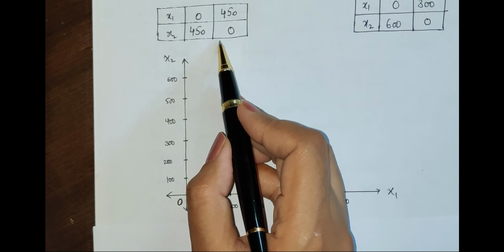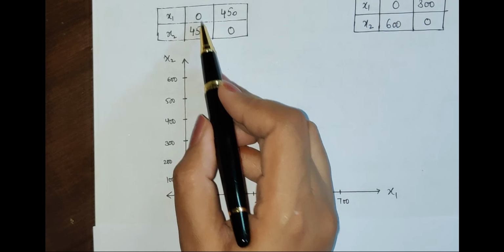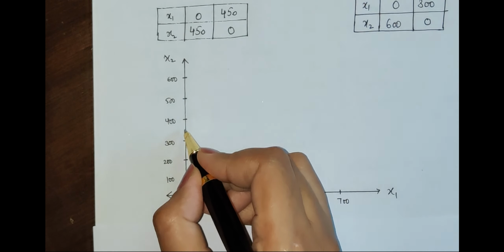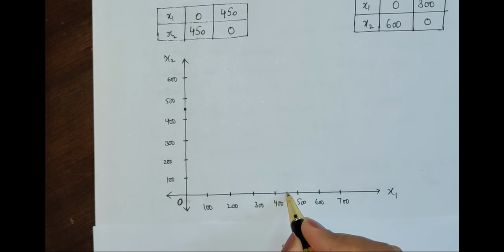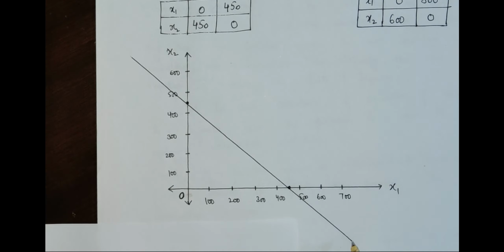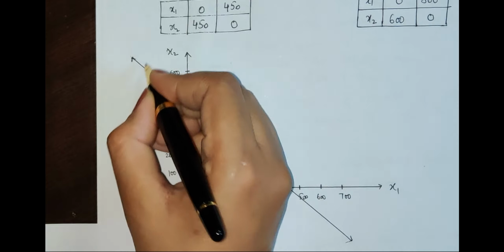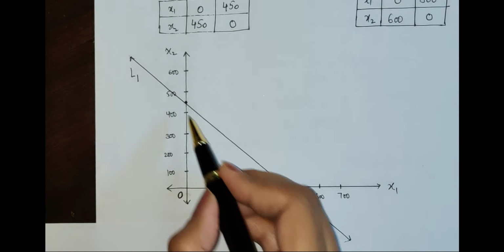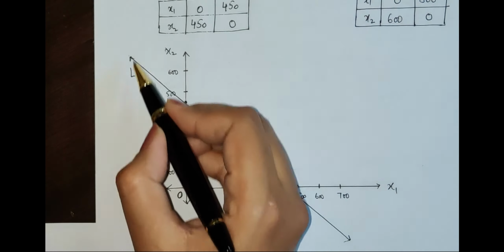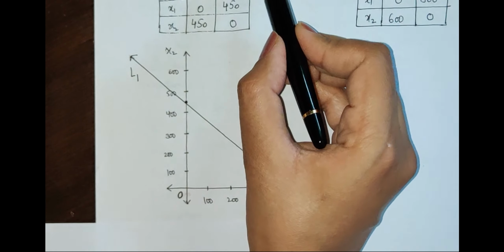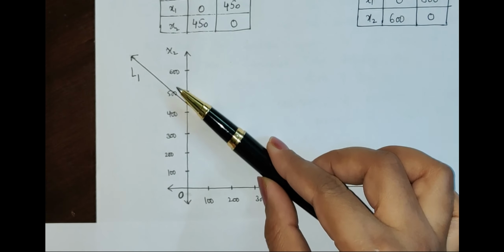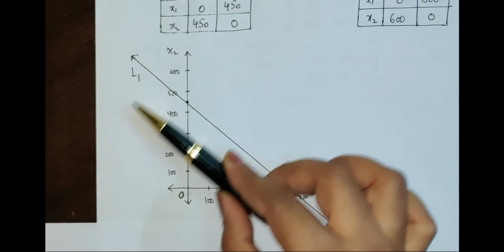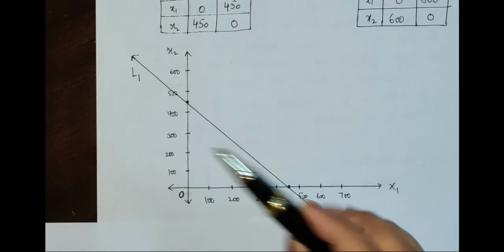First consider the first line L1, in which one point is (0, 450). (0, 450) will be somewhere here, and the second one is (450, 0). It will be somewhere here. Now I will join them. So now you can see I got this line as my line L1, and these are the points. With the help of these I have plotted this line, and now I can see the whole graph is divided into two parts. First is above the line and one is below the line. Now I have to see which one is the favorable part for me.